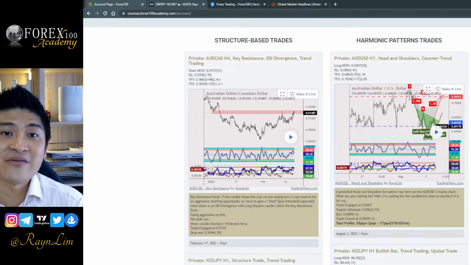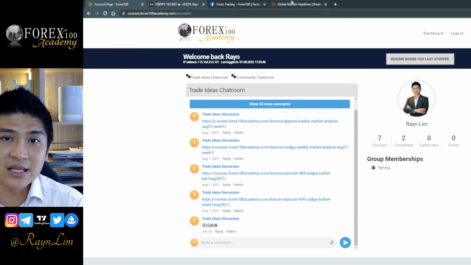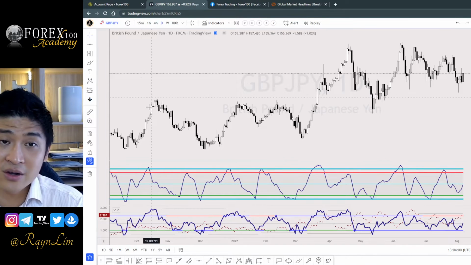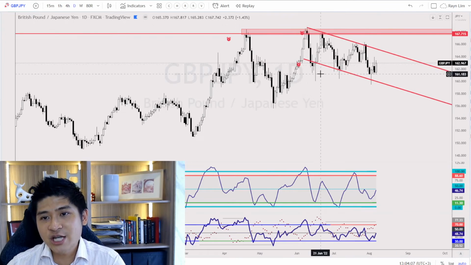That is $570 per standard contract traded. And back to our daily chart, let me share with you my analysis over here and what makes this pair so special. All right, so here we go. On the daily chart, we have a bearish channel.